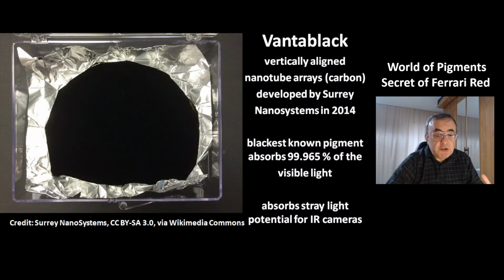This is a modern new pigment. It's called Vantablack. Vanta stands for vertically aligned nanotube arrays, carbon. It was developed by Surrey Nanosystems in 2014. It is the blackest known pigment, and you can see in the picture it's really black. It absorbs almost the entire visible light. Since it absorbs stray light, one potential use is for infrared cameras. You could, for example, use this Vantablack for future space telescopes.